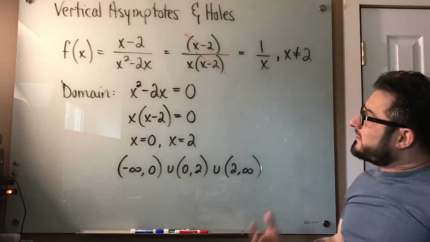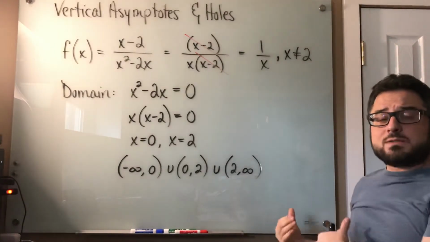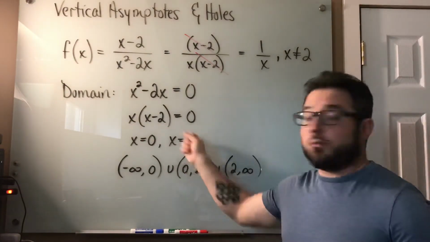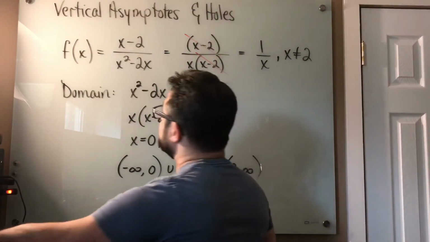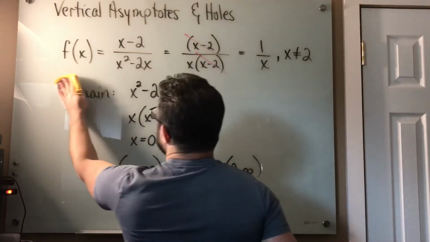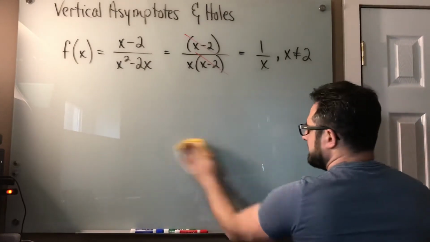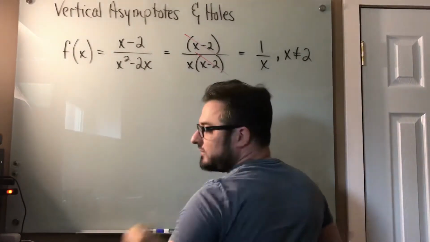That's actually part and parcel of how we know that one is a hole and one is not. That there will be a hole at one of these points and that the other will be an asymptote. So now's where we have to actually look at what's going on with the function around those places.